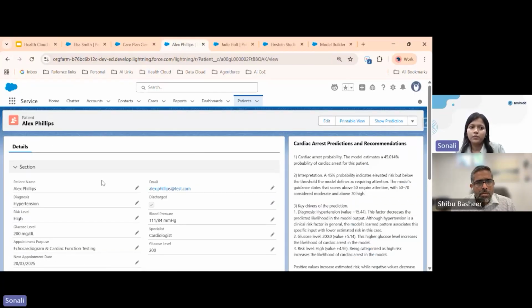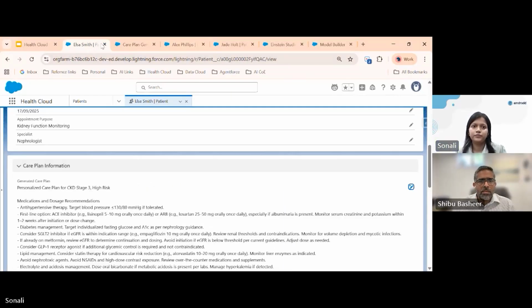And if you go to the patient level, with this patient's history, the diagnosis as hypertension, risk level as high, and with this glucose level, it is predicting that the cardiac arrest probability is 45.014%. Whereas if I open any other patient, let me open.